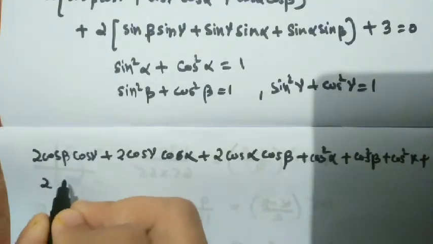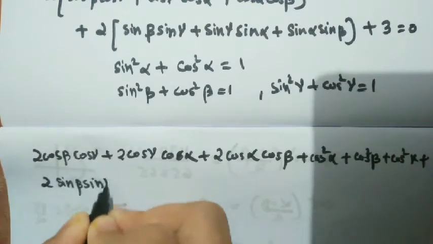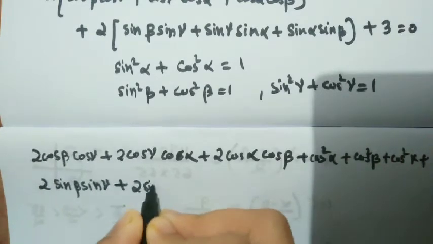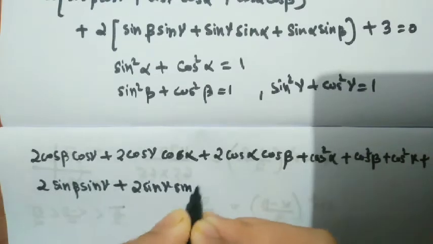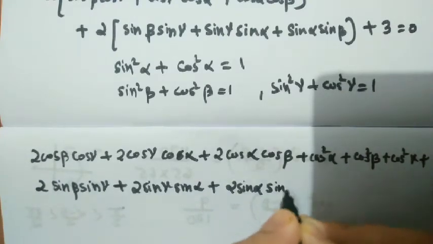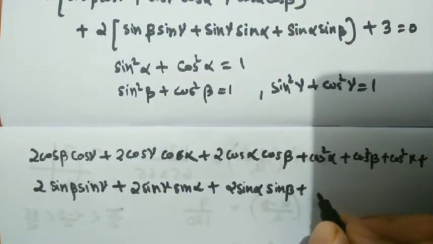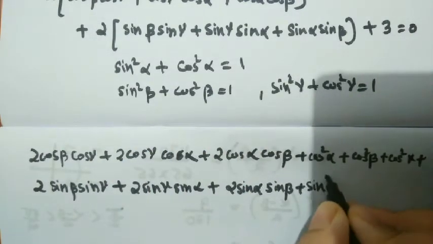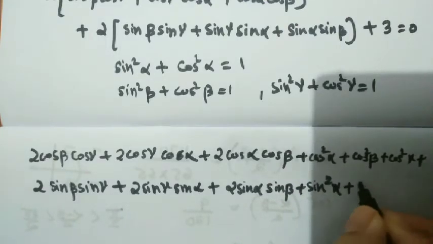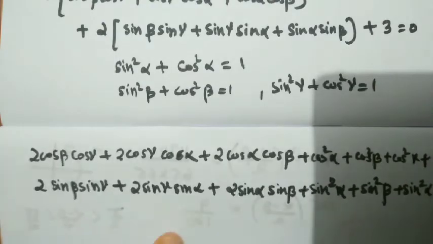plus my remaining terms, which are sine terms, that is 2 sin beta sin gamma plus 2 sin gamma sin alpha plus 2 sin alpha sin beta plus my sin² terms from this expression, that is sin² alpha plus sin² beta plus sin² gamma is equal to 0. So all terms are here.